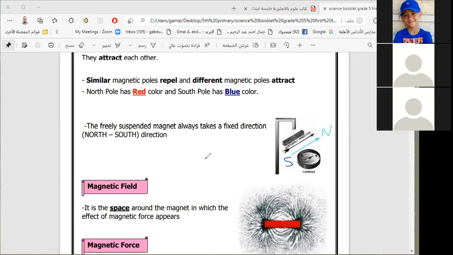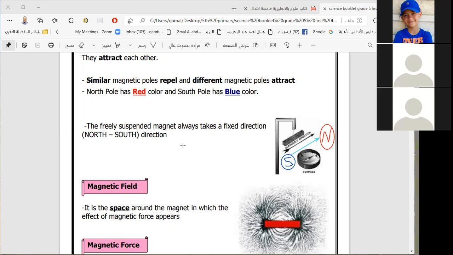Excellent, my son. Thank you, Yahya. So we have the North Pole, which always directs to the north direction of the Earth. If we hang a magnet freely, one pole will point to the north and one pole will point to the south. The pole which points to the north, we will call the North Pole. And the pole which points to the south, we will call the South Pole. So we have two poles of the magnet: one is called North Pole and one is called South Pole.